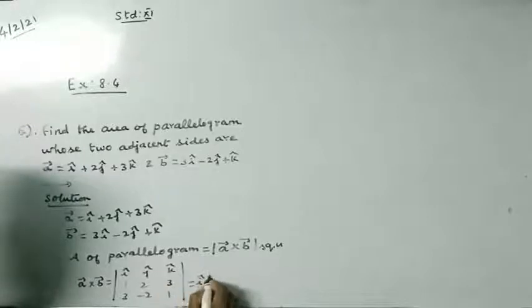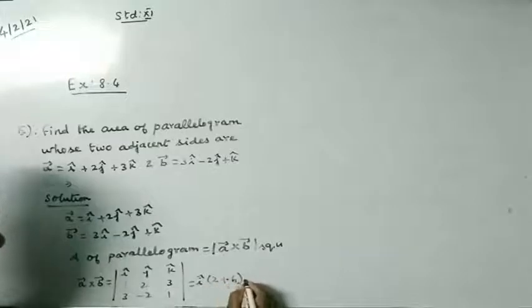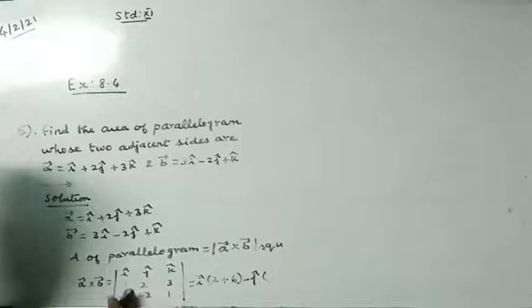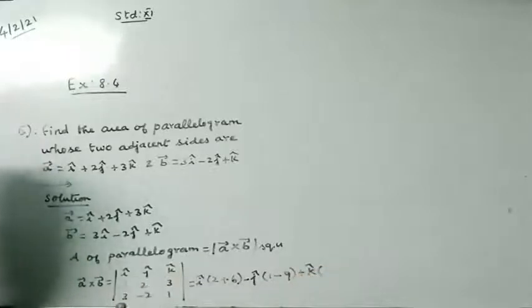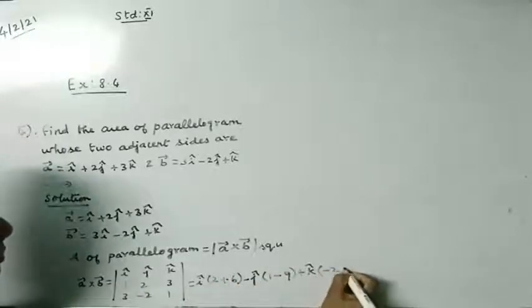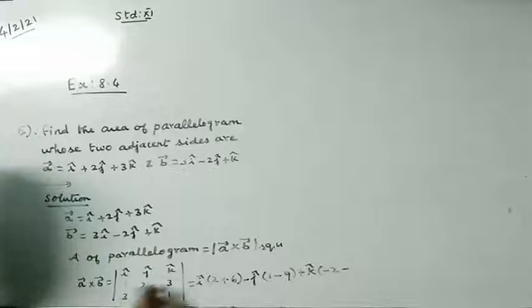So i cap of, take this minor and solve. 2 1s are 2, minus, here minus 2 into 3 is minus 6, minus of minus, plus 6. Minus j vector of, take these 4 numbers. So 1 1 is 1 minus 3 3s are 9. Take the cross product and do. Plus k cap of, take these 4 numbers, cross multiply, 1 2 is 2, minus 2, minus formula lower minus, 3 2s are 6.